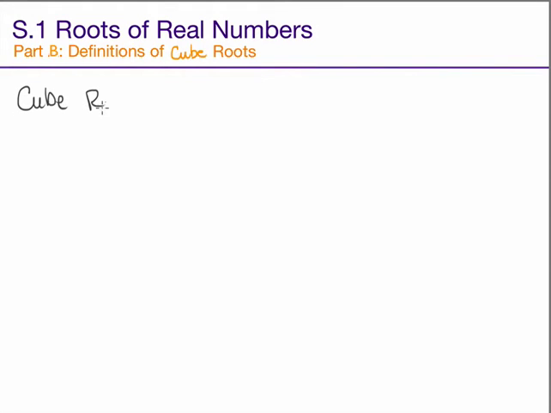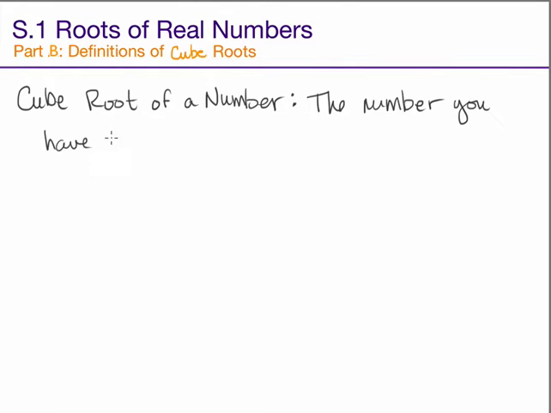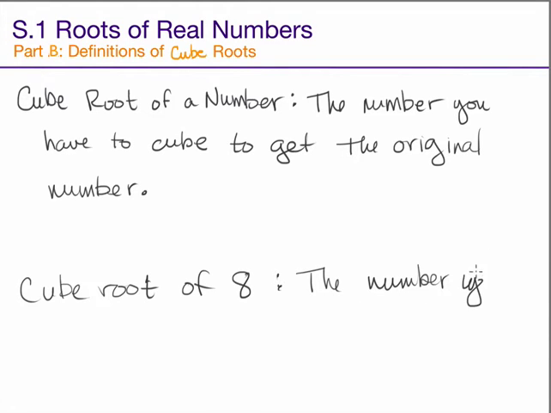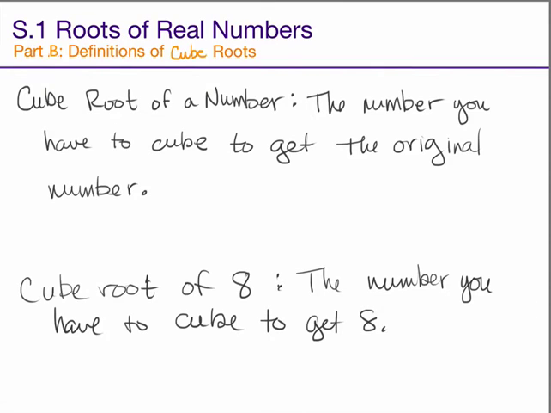The cube root of a number is the number you have to cube, or multiply by itself 3 times, to get the original number. So the cube root of the number 8 is the number you have to cube to get 8.